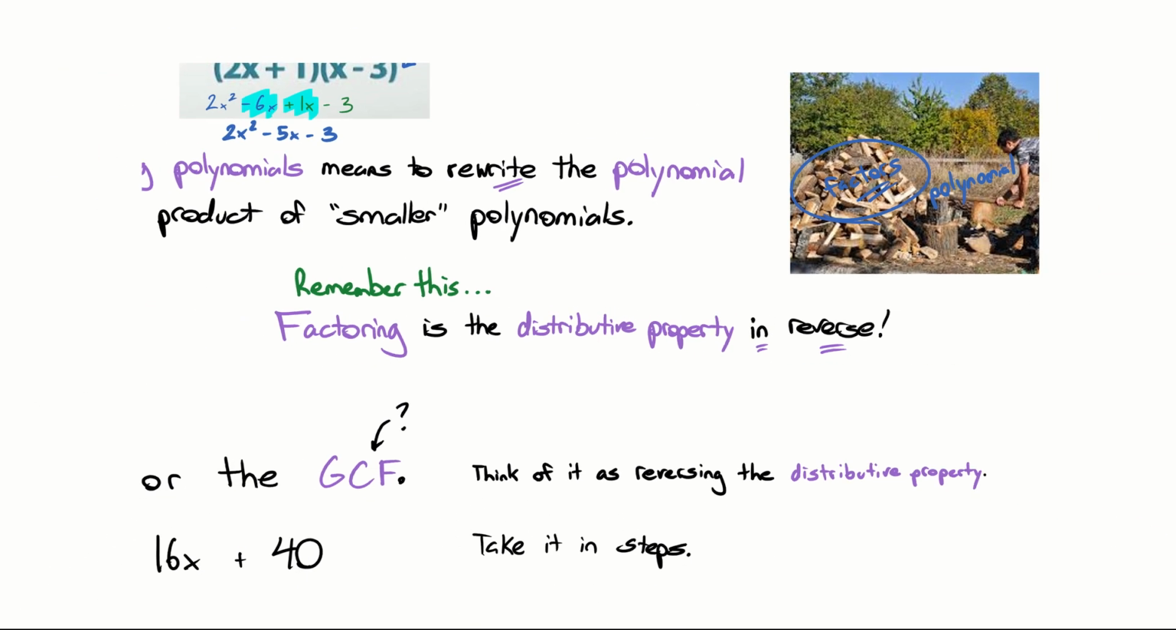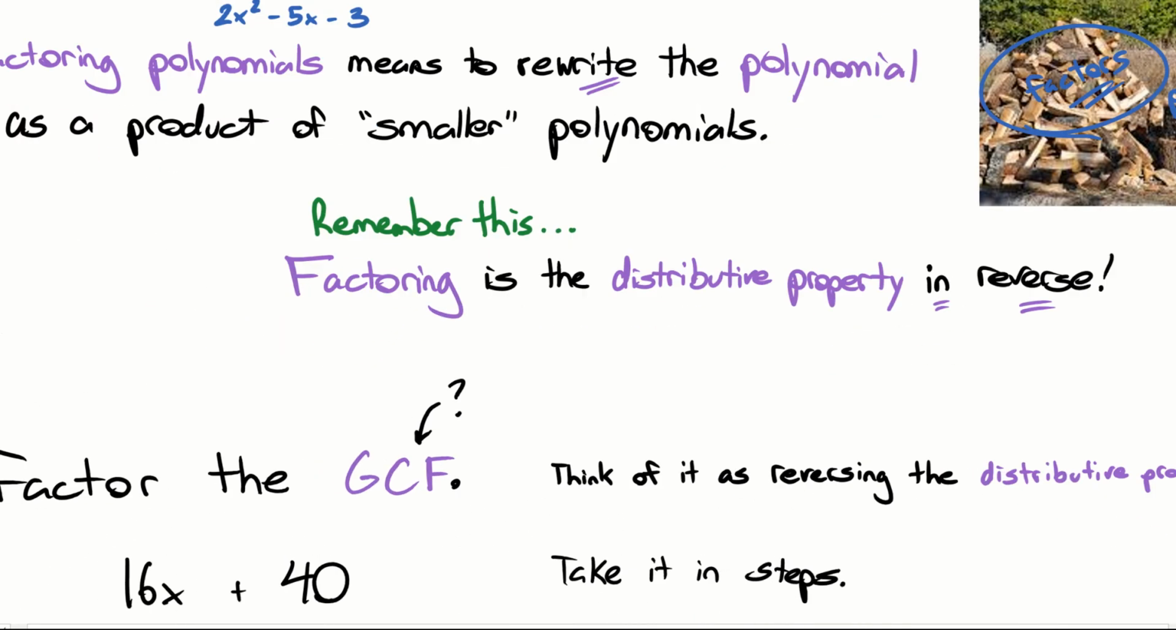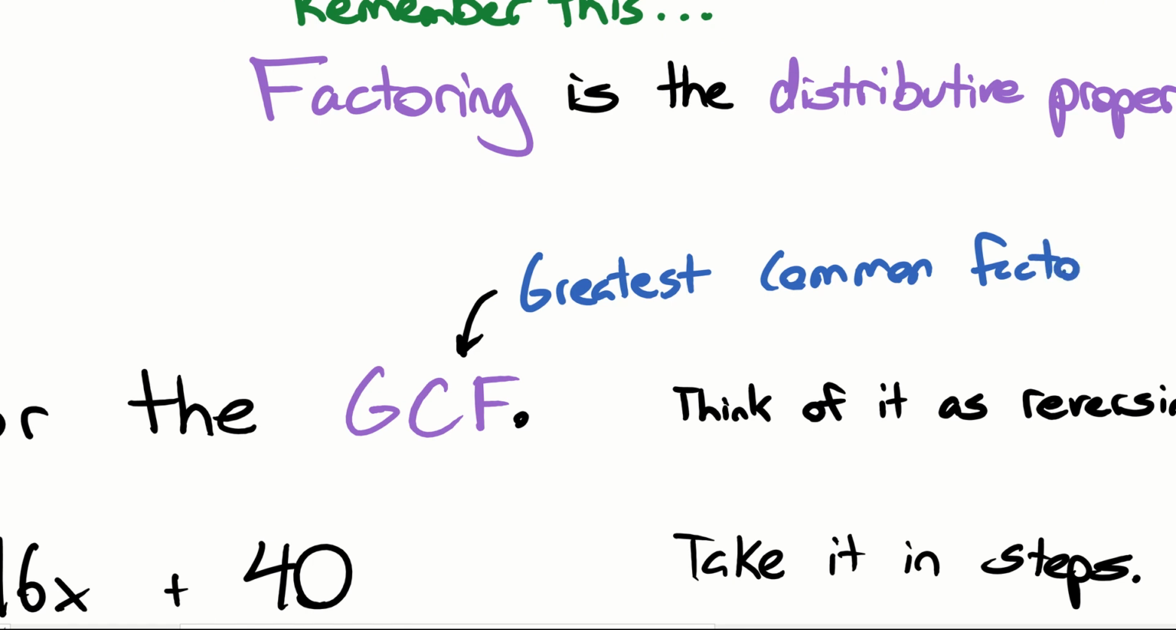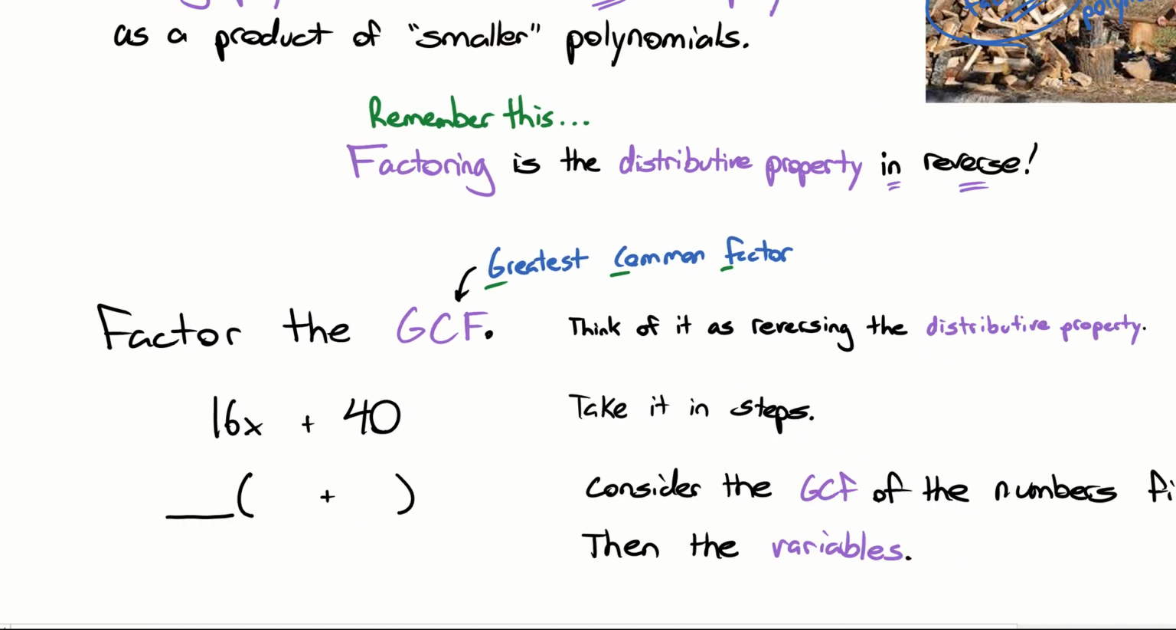And to do that, we have to find the GCF, the greatest common factor, right? Don't forget that means greatest common factor. And we'll be doing that not just of numbers, but also of variables with their exponents. G, C, F, greatest common factor. All right, so let's get to our first example, ladies and gentlemen. We've come all this way. We have to factor the GCF.